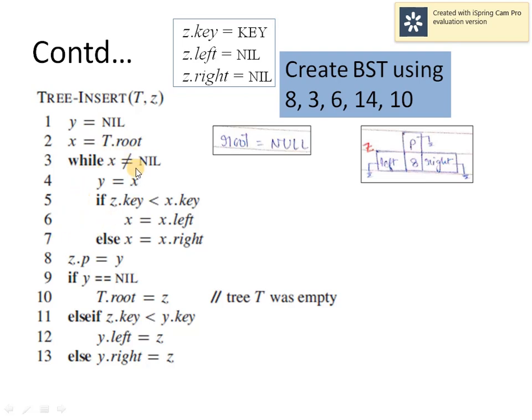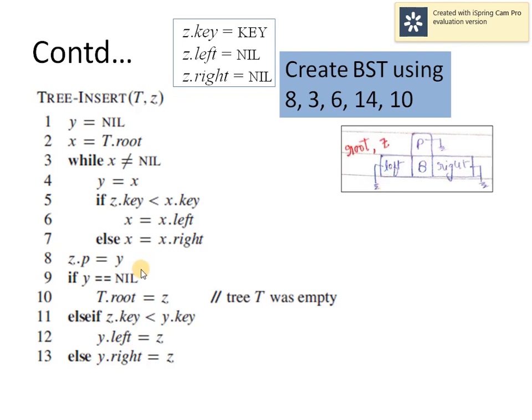Since in this case x will be equal to null only, line number 3 to line number 7 will not be executed. z dot p will be initialized to null as we have already seen, and since y is equal to null, root will be equal to z. So after the execution of all these steps, root will start pointing to the new node z instead of null. So with this we have completed the execution of this procedure for a single value 8, which is nothing but the first node of a binary search tree.